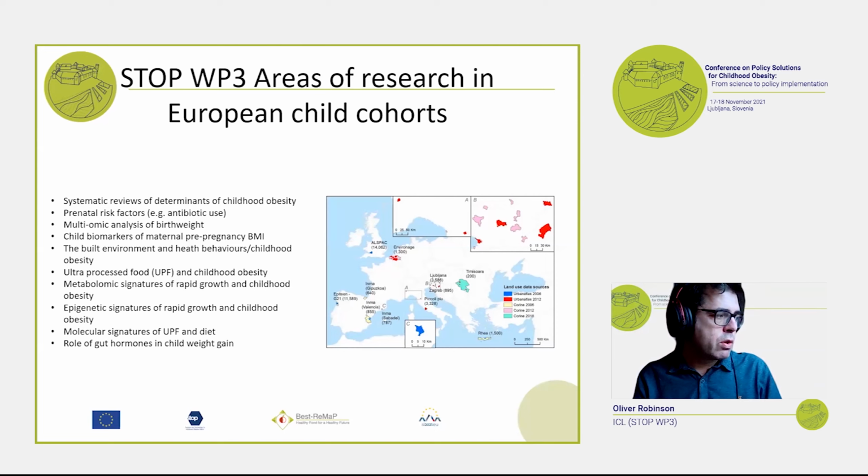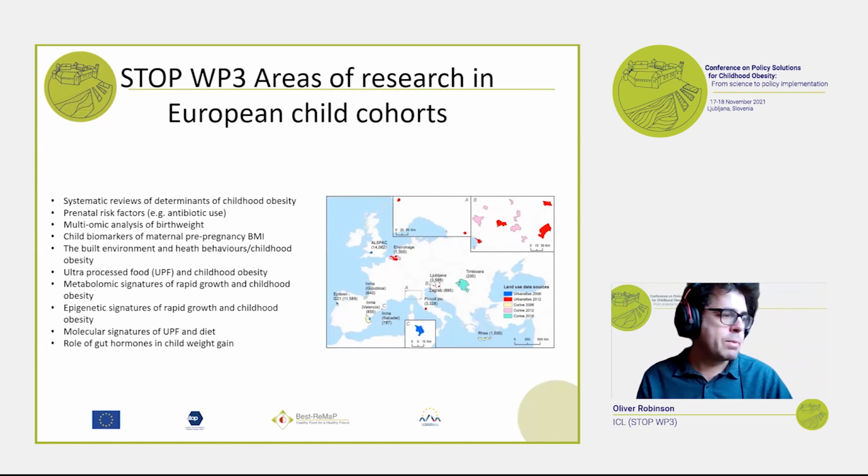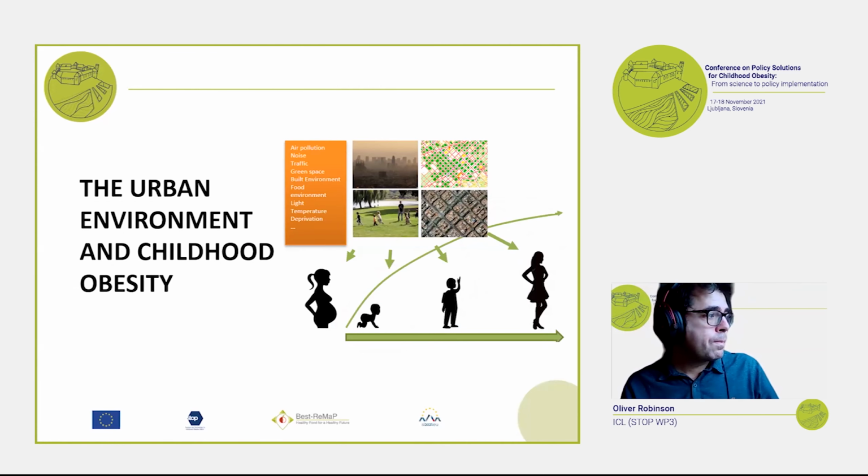We've had a strong focus on ultra-processed food, and we've been examining gut hormones as a mediator for nutrient signaling and appetite regulation. But today I'm going to concentrate on systematic reviews. I'll present some work from our work on the built environment and some work on ultra-processed food and its molecular signatures. And if I have time, I'm going to talk about some work on metabolic signatures of rapid growth and childhood obesity. So first, the urban environment.